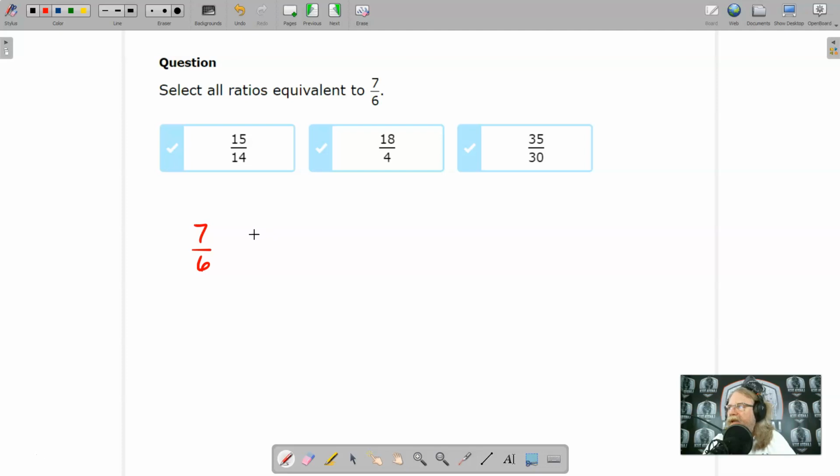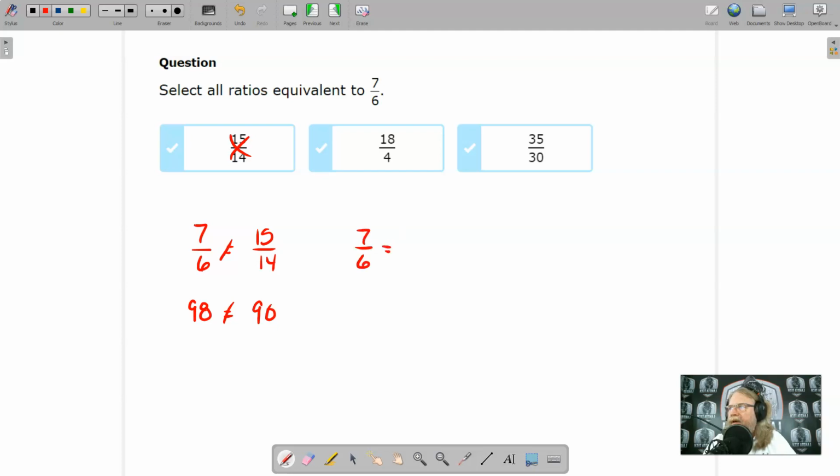What about 15 over 14? Let's go ahead and do cross products for a while. 7 times 14 is 70, 28, 98. Yep. And 6 times 15 is 60, 90. Is 98 equal to 90? No, it's not. So the first one we can rule out.